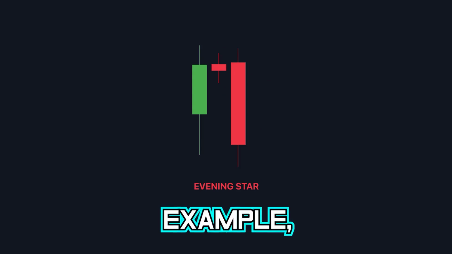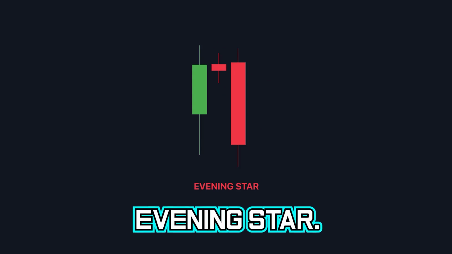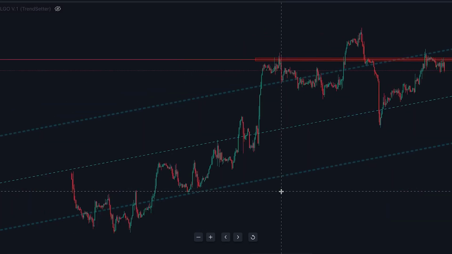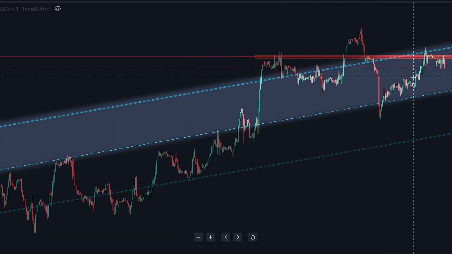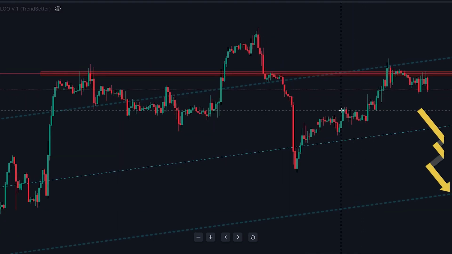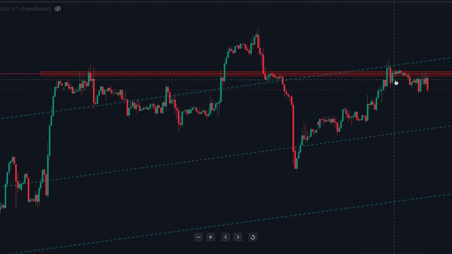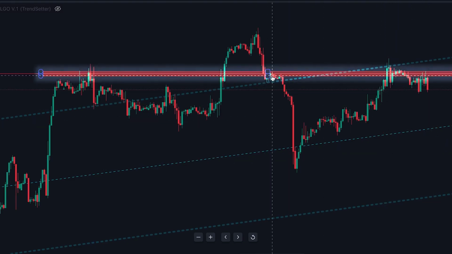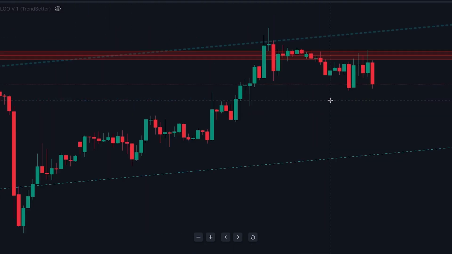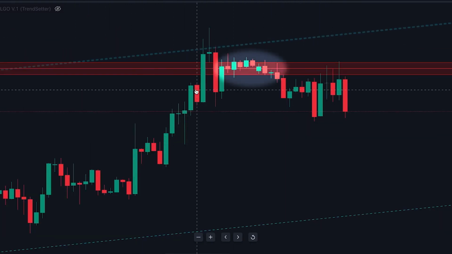Let's look at a bearish example, which is the Evening Star. As you might have imagined, this pattern is just the opposite. Here we have price in the upper half of the channel, so if we are trading a mean reversion strategy, we would want to see signs that price will reverse. In addition to being in the upper half of the channel, we notice this resistance level where price has rejected several times. Now as price returns to that level, we can see that the candles start to get smaller.